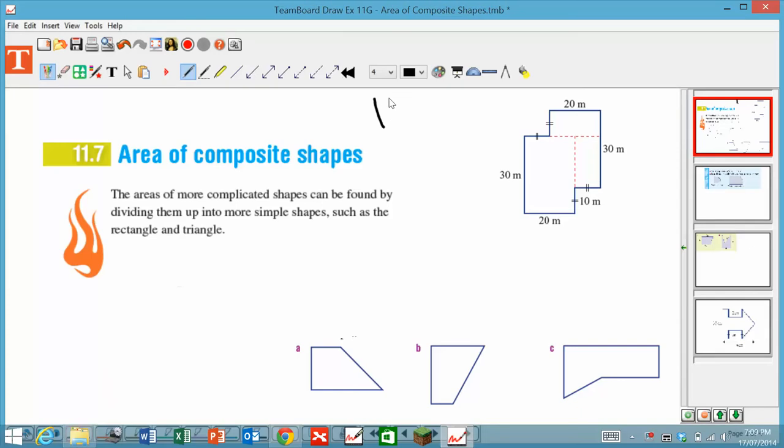This is the one we're looking at, exercise 11G. Now this is where we get fun stuff. Makes you think: composite shapes. Okay, basically what a composite shape is, and I'll read this little section here. The areas of more complicated shapes can be found by dividing them up into more simple shapes such as the rectangle and triangle. Doesn't really say what a composite shape is. A composite shape is basically what it says, if you read between the lines. Composite shapes are made up of different shapes.